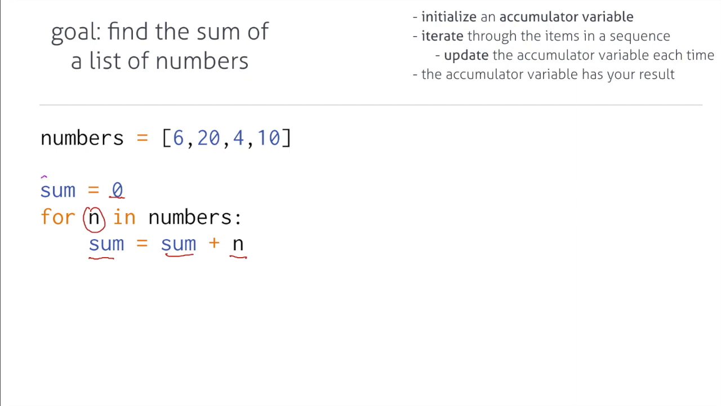Our accumulator variable here is sum, and we initialize it to 0. Then we loop over all of the items in our sequence, which is numbers, and we update our accumulator variable by reassigning sum to include that item. And by the time this loop is done, sum has the correct value, which is the sum of all of the items in numbers.